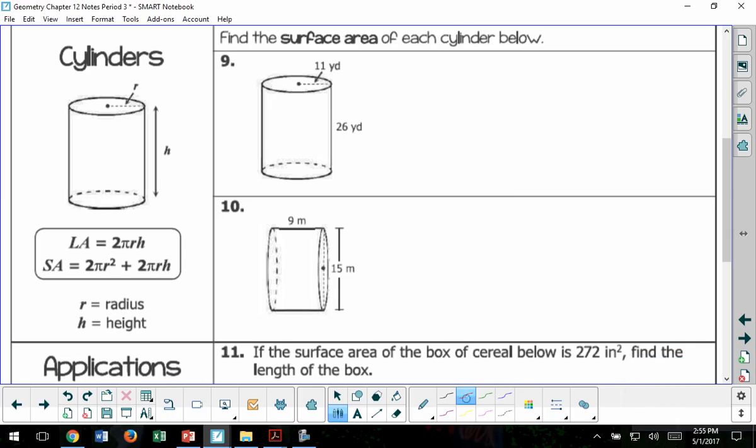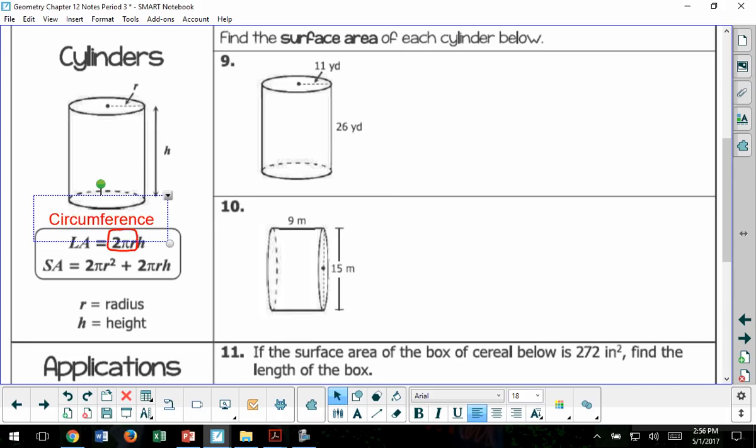What is this right here? Pi r h. I'm sorry, not pi r h. 2 pi r. The area of... Nope. The diameter. Nope. Circumference. Circumference. Okay, that's the circumference right there. What is this one right here? Pi r squared. Area of a circle.